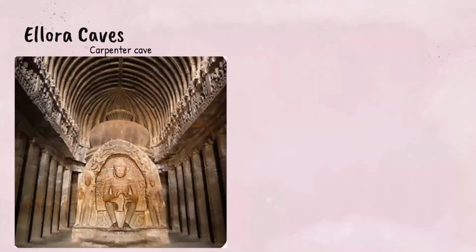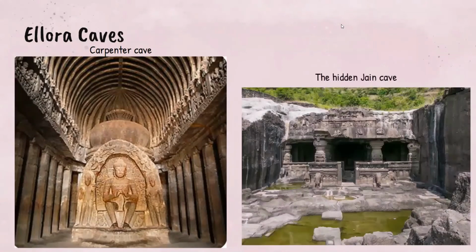Buddhist Cave 10 is a Chaitya worship hall. It is known as the Carpenter's Cave because the rock has been given a finish that has the appearance of wooden beams. At the heart of this cave is a 15-foot statue of Buddha seated in a preaching pose. This is a picture of a hidden Jain cave.